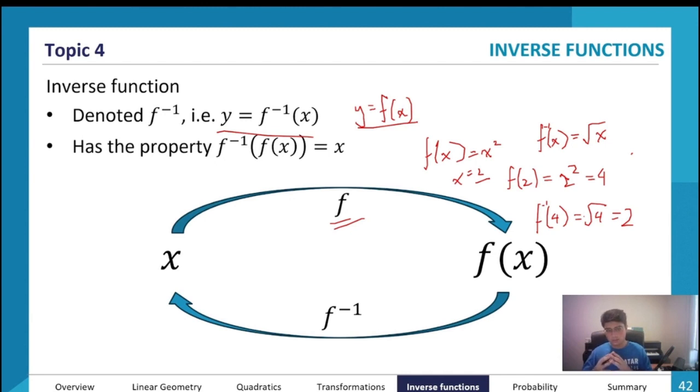That's the thing you want to remember. For any given function, the inverse function is just going to do the reverse of what the function does. It's going to undo what the function does. I've expressed that mathematically here. It has the property that f inverse of f of x is going to give us back x. So we have x, we put it into the function, so now we have a value f of x, and then we take that value and put it into the inverse function, and that's going to spit back out the original x that we put in.